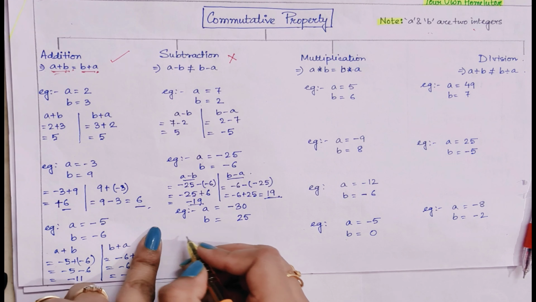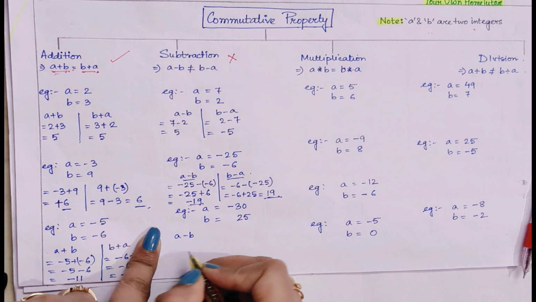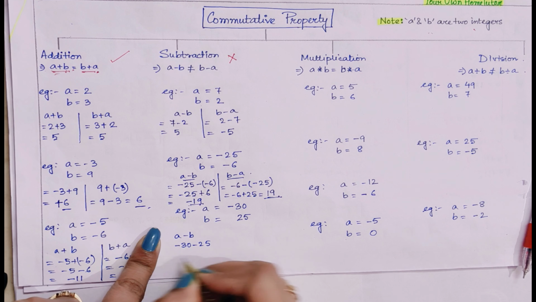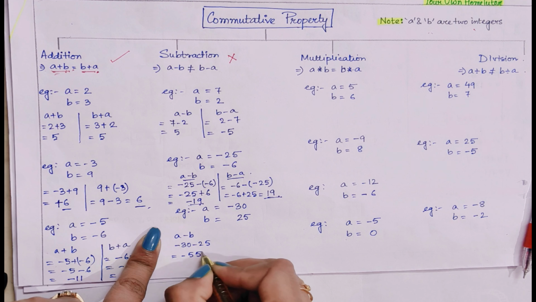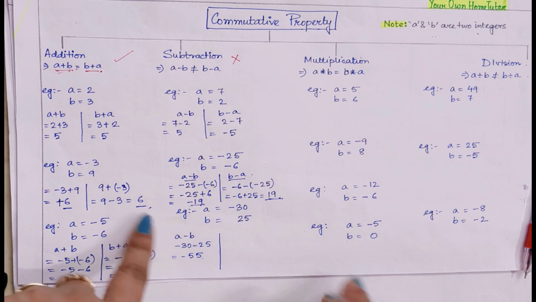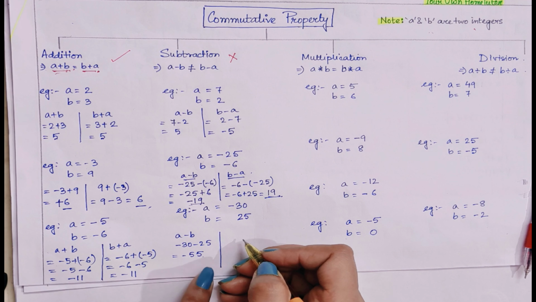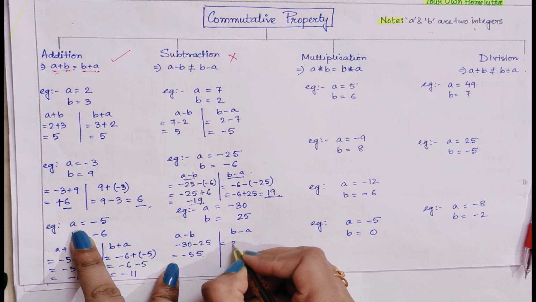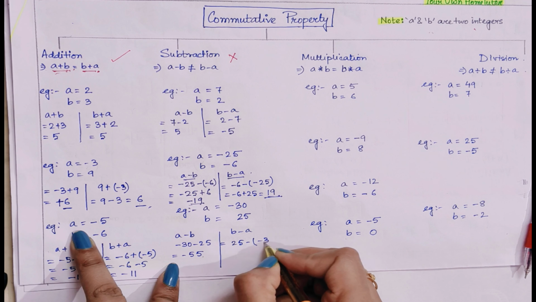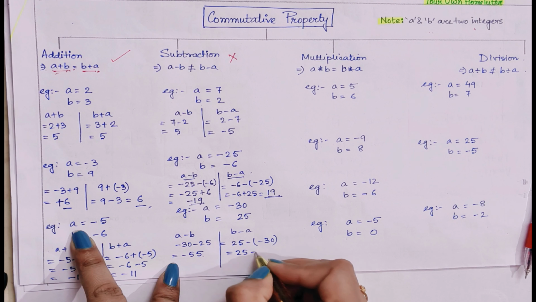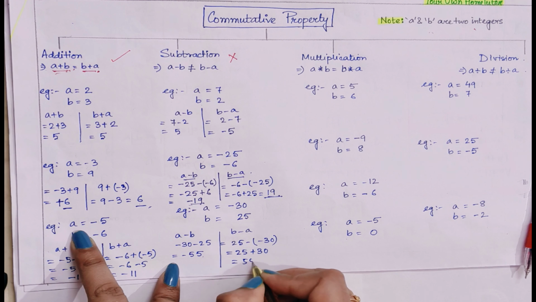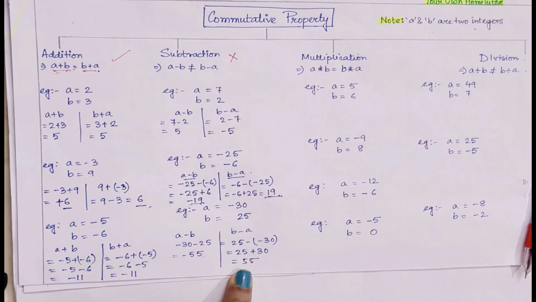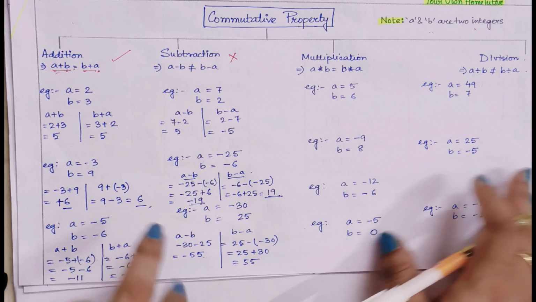So the last example is a is equal to minus 30, b is equal to 25. Let us see. So we see here we have to add them, same signed integers. We got 55 preceded with minus because it is negative addition. Now again b minus a will give me 25 minus of minus 30. This is nothing but 25 plus 30, which is giving me 55. So the commutative property does not hold for subtraction. Let us move to multiplication now.